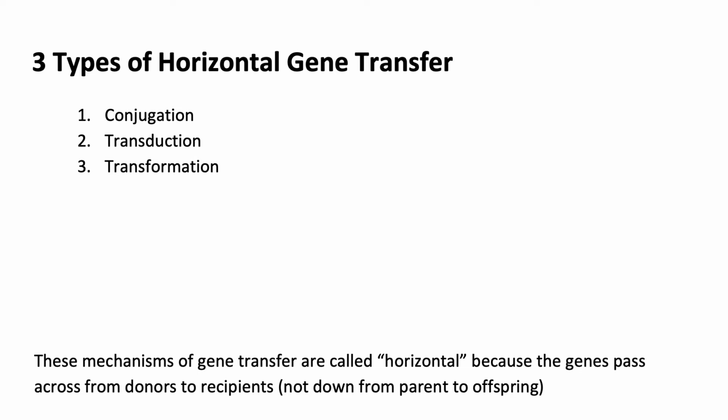There are three types of horizontal gene transfer, which we're going to go over today. The three types are called conjugation, transduction, and transformation. These are mechanisms of gene transfer that are called horizontal because the genes pass across from donor to recipient, not down from parent to offspring.